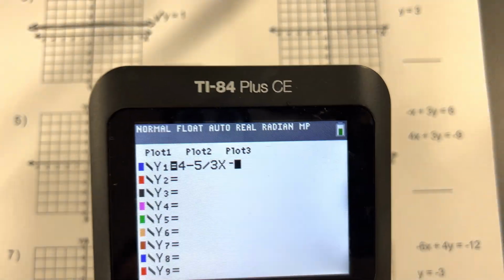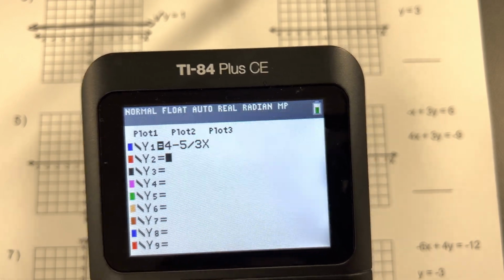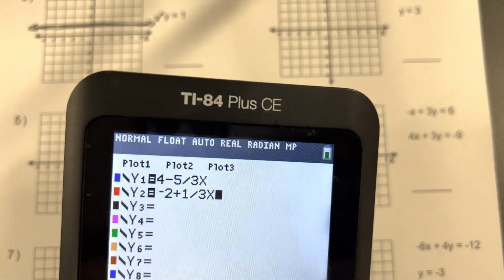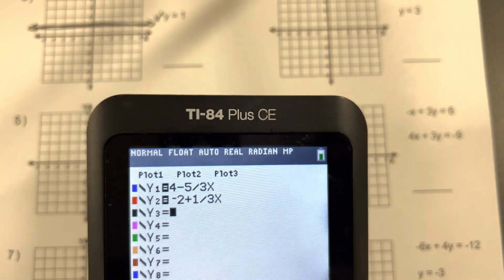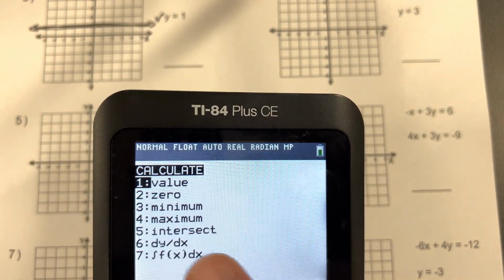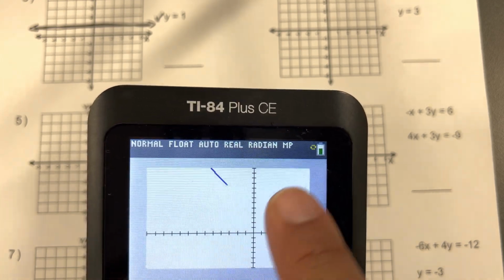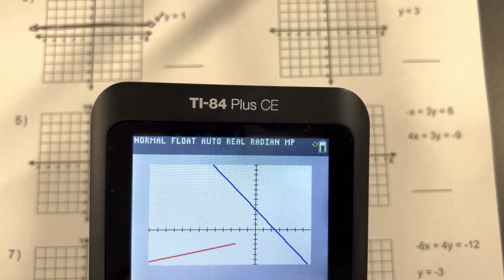All right, sorry, then move down. Negative 2, there you go. Plus 1 divided by 3x. All right, we're going to push a second trace. We're looking for the intersect. Where do these things cross? The whole goal of this subject is to look for where they cross.